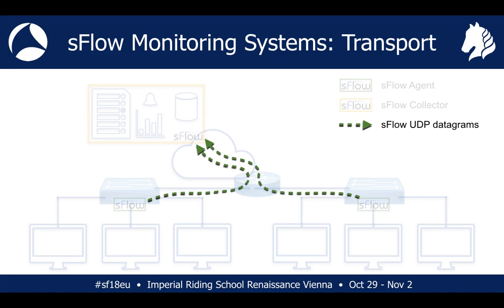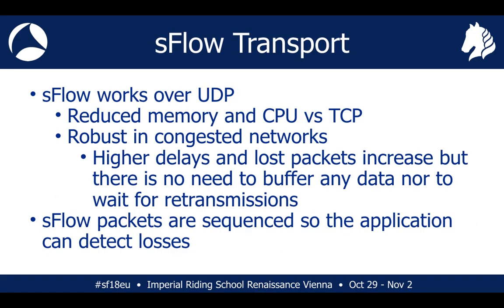Now I would like to spend a few words on the transport used by sFlow. sFlow uses UDP as the transport for the datagrams. Why does it use UDP rather than TCP, for example? Well, because the sFlow agents are designed to work in very high-speed environments, very high-speed gigabit routers, gigabit switches.